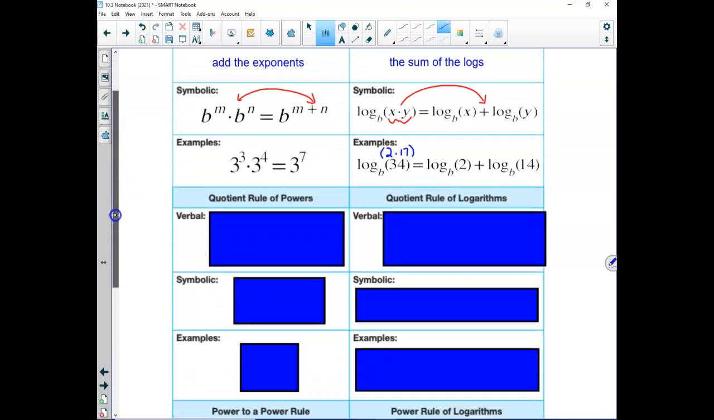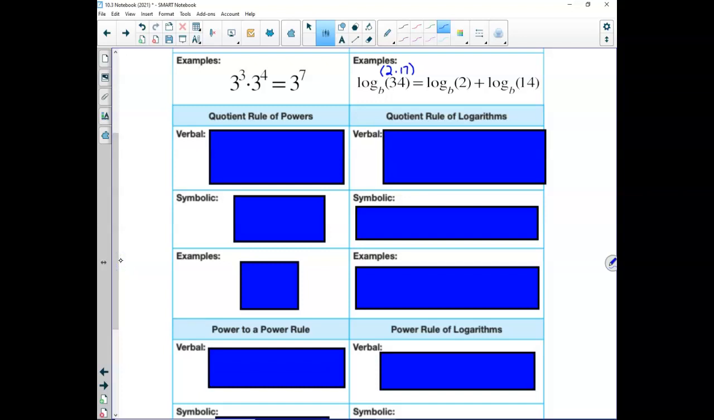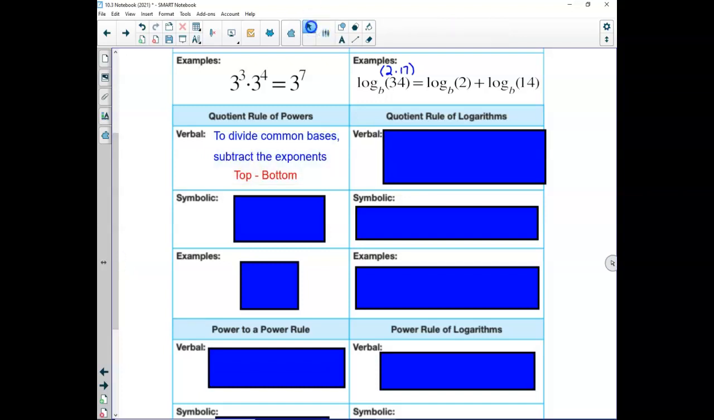Quotient rule of powers. I don't know if you remember your quotient rule of powers, but when you do the quotient rule, to divide common bases, we subtract exponents.